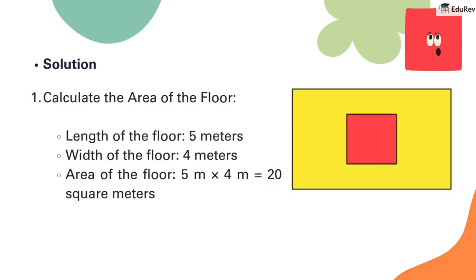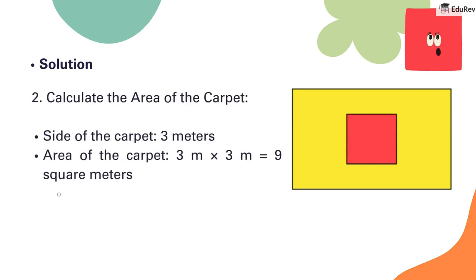Length of the floor, 5 meters. Width of the floor, 4 meters. Area of the floor, 5 meters times 4 meters is equal to 20 square meters. Then, calculate the area of the carpet. Side of the carpet, 3 meters. Area of the carpet, 3 meters times 3 meters is equal to 9 square meters.